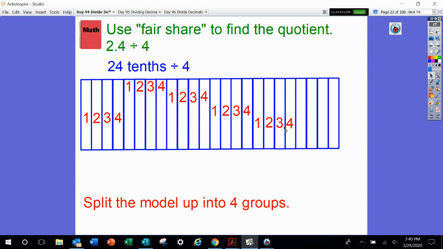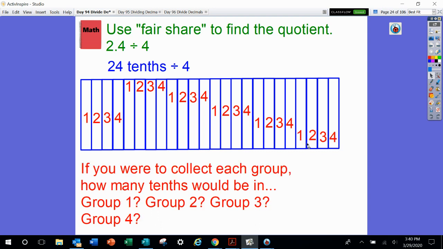Goes to 1, goes to 2, goes to 3, goes to 4, goes to 1, goes to 2, goes to 3, goes to 4. Okay, if you were to collect each group, how many tenths would be in group 1? How many tenths would be in group 2? How many tenths would be in group 3, group 4? They should all have the same amount, right?